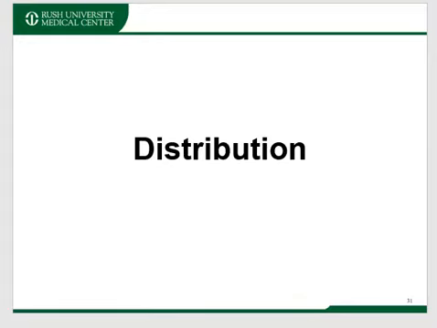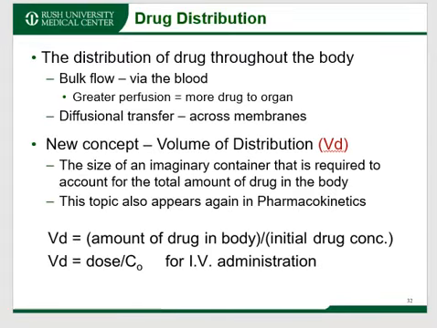The next pharmacokinetic parameter we're going to discuss is distribution. And here we're looking at how the drug distributes throughout the body. Of course, this distribution really relies on the perfusion. And so the greater the perfusion of blood to a specific organ, the greater the distribution of that drug.